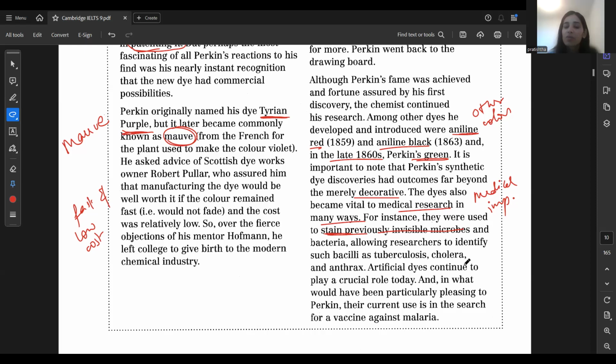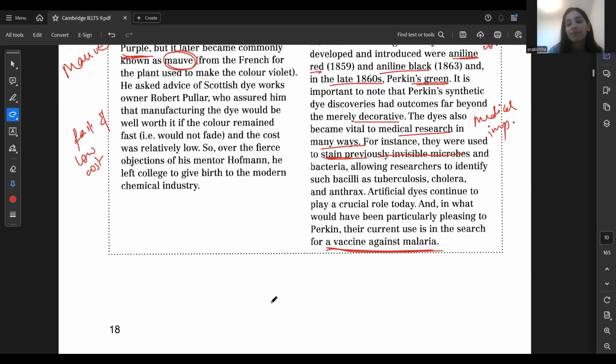Artificial dye continues to play a crucial role today, and in what would have been particularly pleasing to Perkin, their current use in the search for a vaccine against malaria. Right, so this continued search is still there.